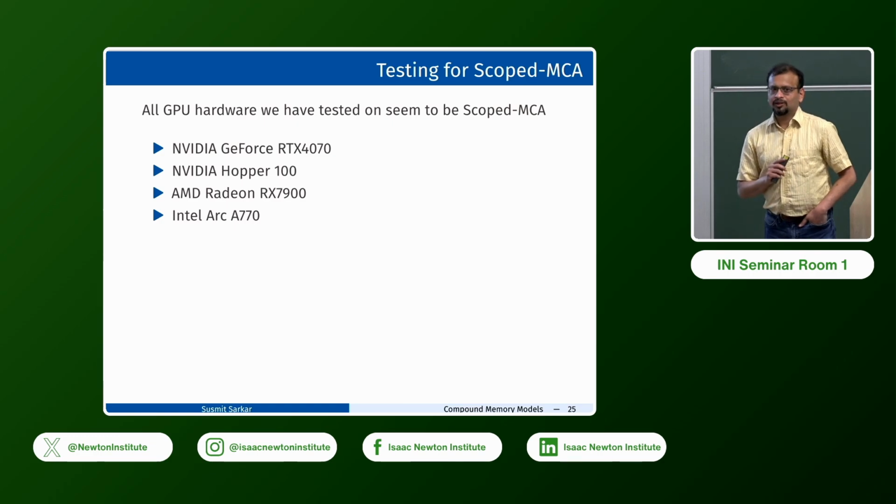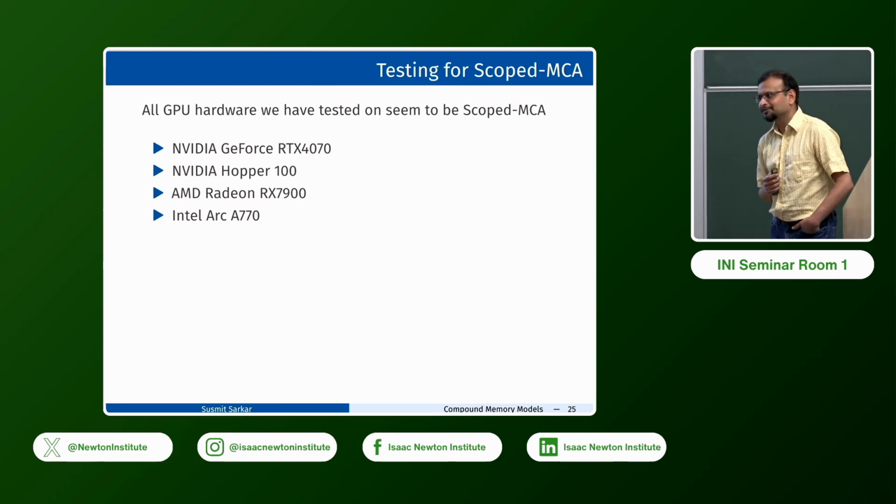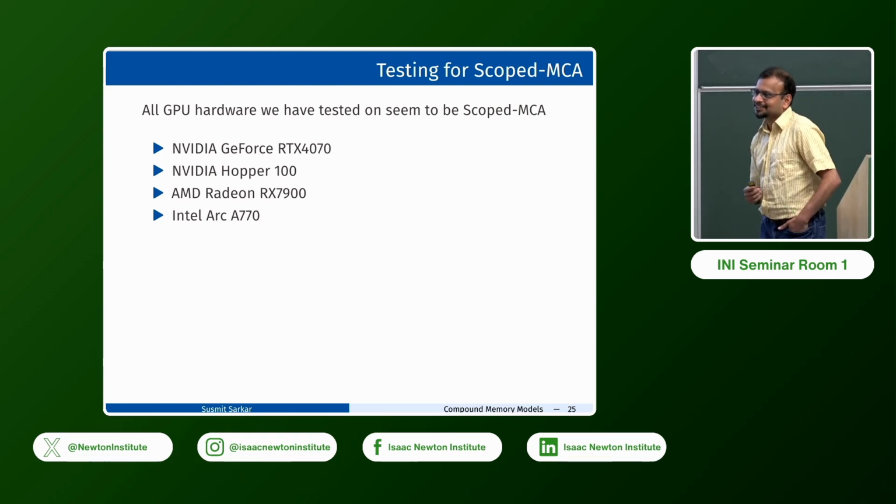And like I said, all the ones we have managed to get our hands on do seem to follow this property of being scoped MCA. This is by no means an exhaustive set of all the GPUs that there are. It's just what we have been able to observe.